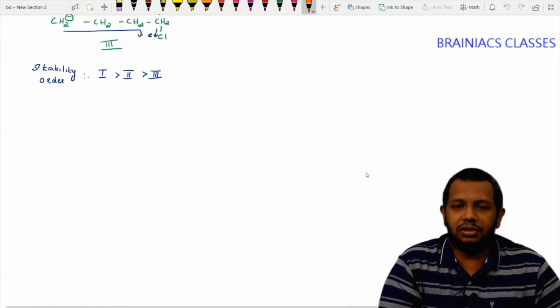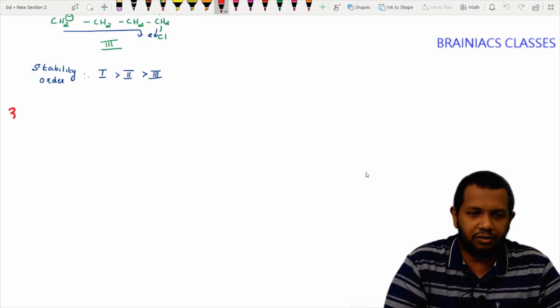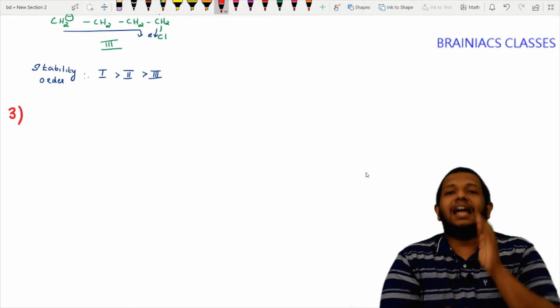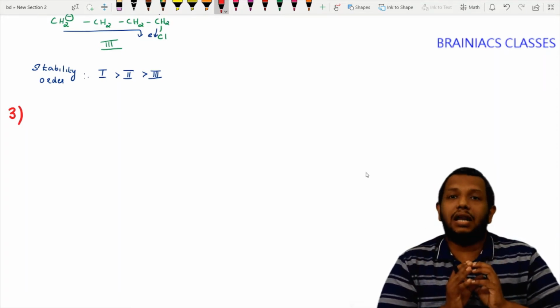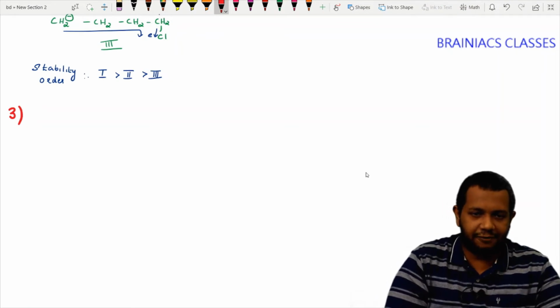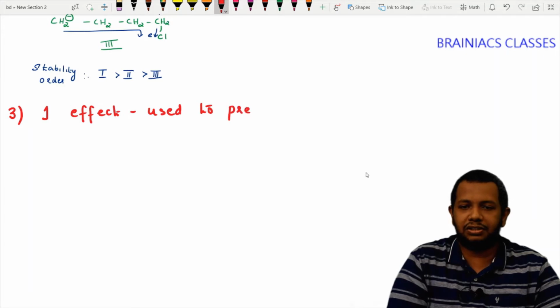So the third application, another very important one: inductive effect can be used to predict the reactivity of alkyl halides.